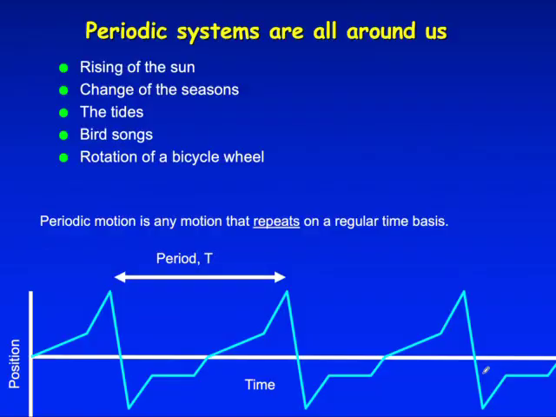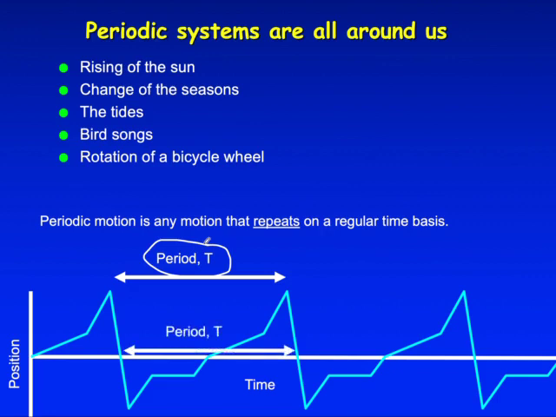And let me get into this real quick. Periodic systems are any systems that repeat on a regular basis. For example, the rising of the sun, change of the seasons, tides, bird songs, rotation of a bicycle wheel. Just a quick reminder or some notation on this. Period T is the time required for the oscillation to repeat itself. Remember, we used period before for an object going around in a circle. The period was the time required to go around once. The same thing's true with periodic motion or oscillations. The time required for it to complete one complete oscillation is the period, capital T.